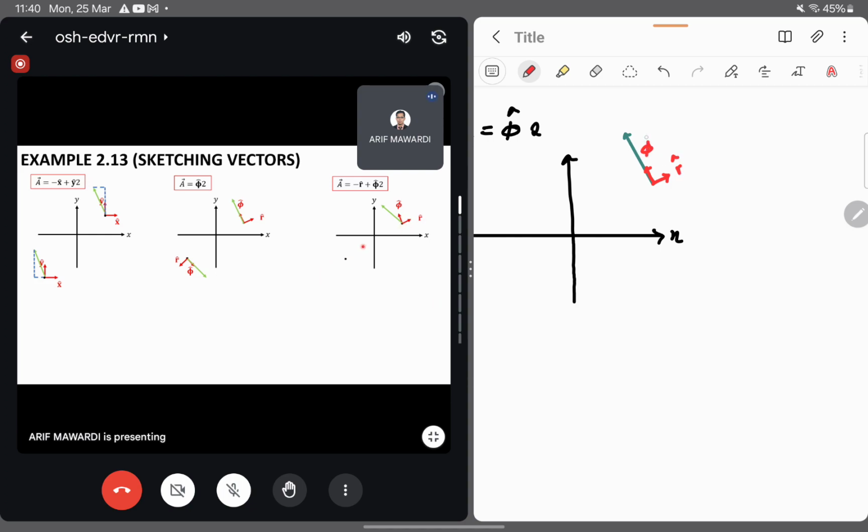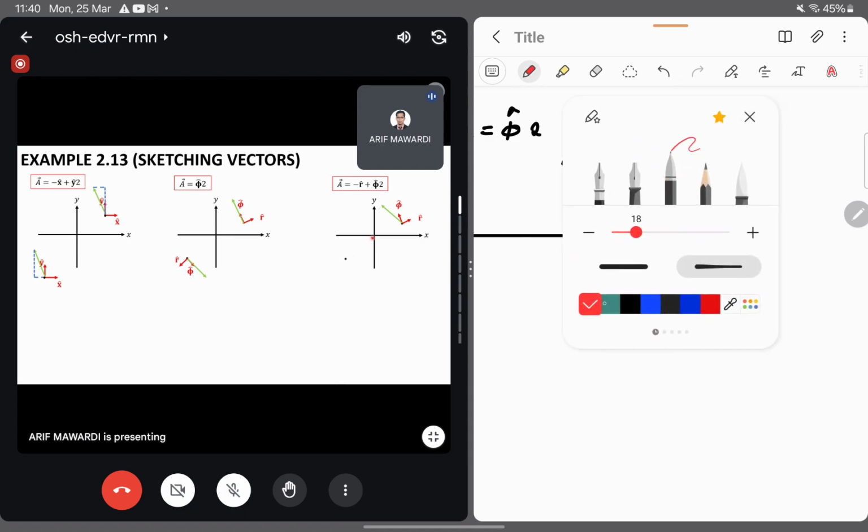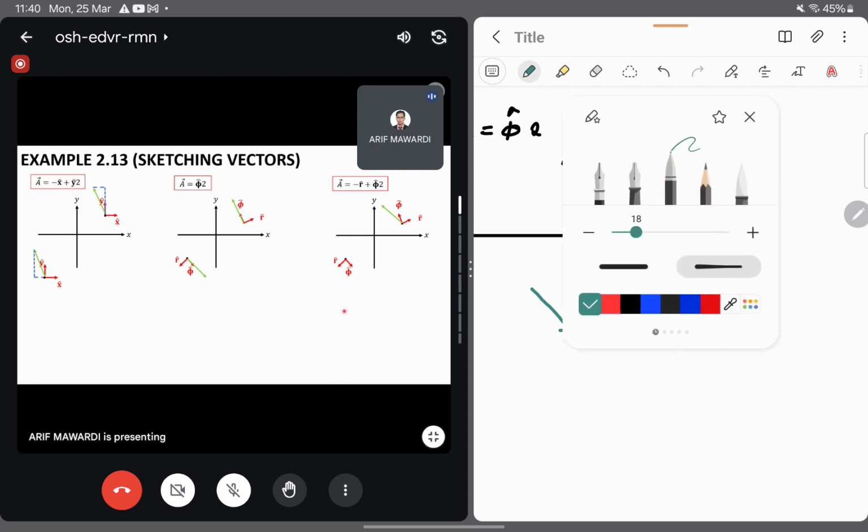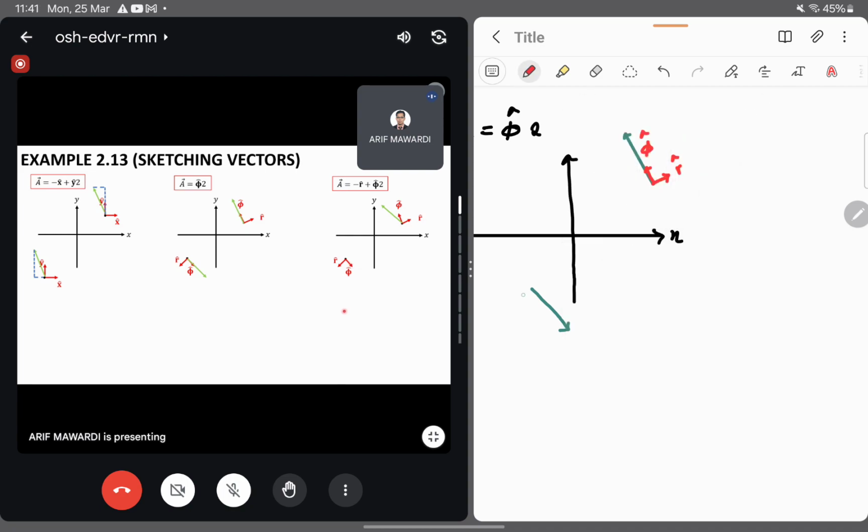So now I want to sketch the same vector at this point. Remember, the first step is to draw the unit vectors. The unit vector for r should be in the direction of increasing r, and the unit vector for phi should be in the direction of increasing phi, along this direction. Now, maybe you can try yourself before I show you what the vector looks like at this point. It's good if you can try.